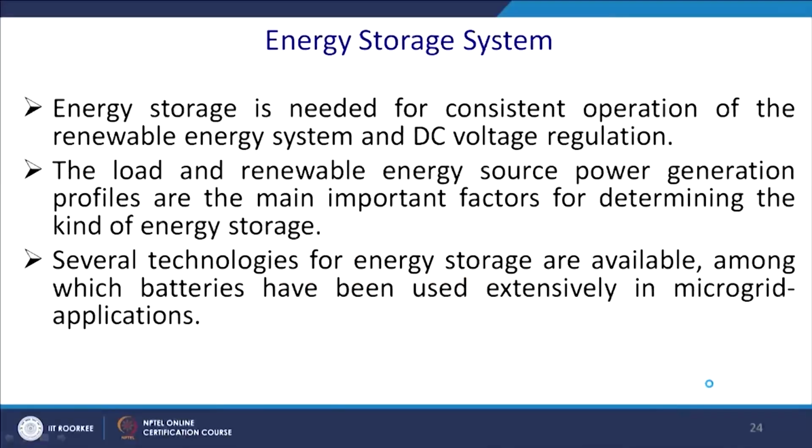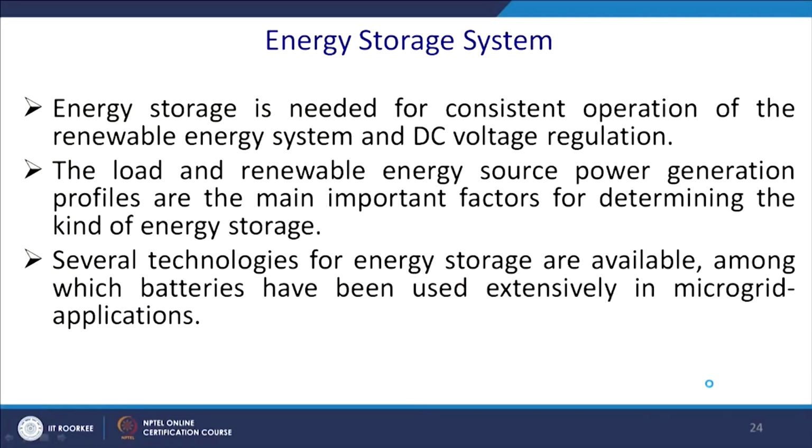So, what we can say from that chart is that energy storage is needed for consistent operation of the renewable energy system in DC voltage regulation, because we are talking about the DC microgrid, though it is the same for AC also. The load and the renewable energy source power generation profiles are the main important factors for determining the kind of energy storage. Several technologies for energy storage are available, among which batteries have been used extensively in microgrid applications. That is what I was saying, that batteries find more applications in microgrids.